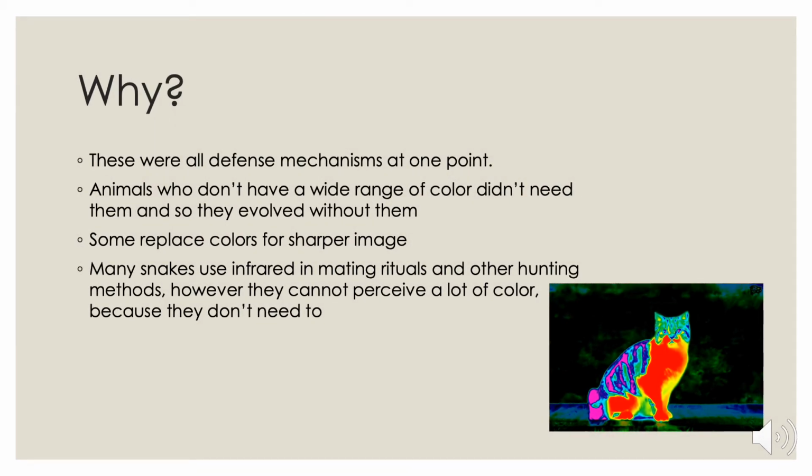Why? Animals who don't have a wide range of color didn't need them, and so they evolved without them. Some animals replace colors for sharper image. For example, animals who only hunt in the dark would need less access to color and more access to motion and accuracy, like owls. Many snakes use infrared in mating rituals and other hunting methods.